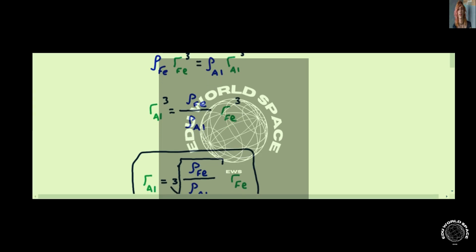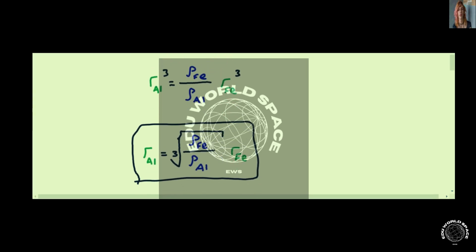So when we take the cube root, we'll get the final answer for this problem: the radius of the aluminum sphere is going to be the cube root of the density of iron over the density of aluminum, that quantity cube rooted, times the normal radius of that iron sphere. Since we had a cube, it's not cubed down here.